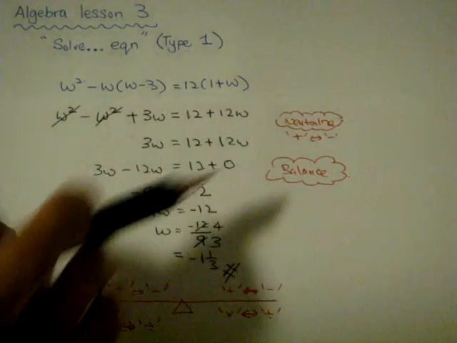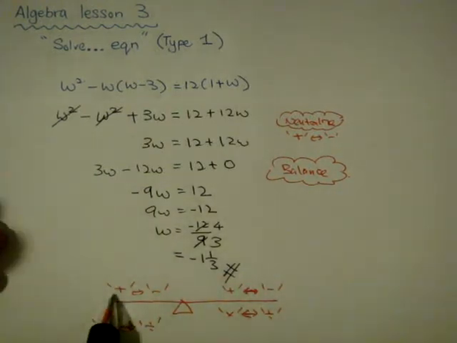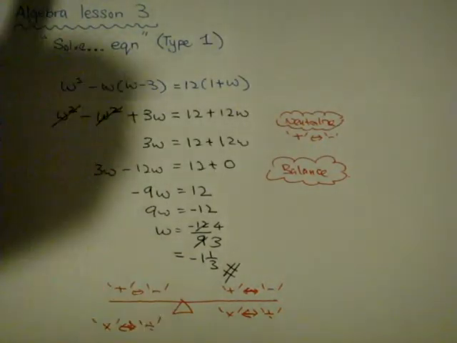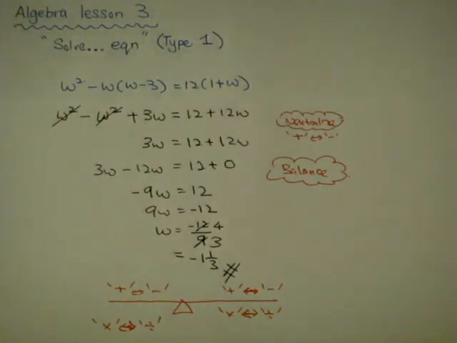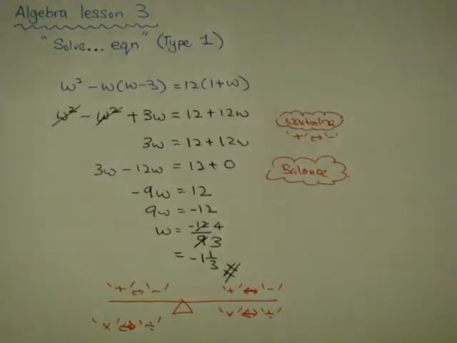Balance means whatever you do on the left hand side, you must do the same on the right hand side. Neutralize means if you see plus, you neutralize with minus. If you see times, you use divide to neutralize. Same, if you see divide, you use times to neutralize. If you see minus, you use plus to neutralize. These are the two important things you need to know in order to solve an equation accurately and correctly, without any confusion at all.